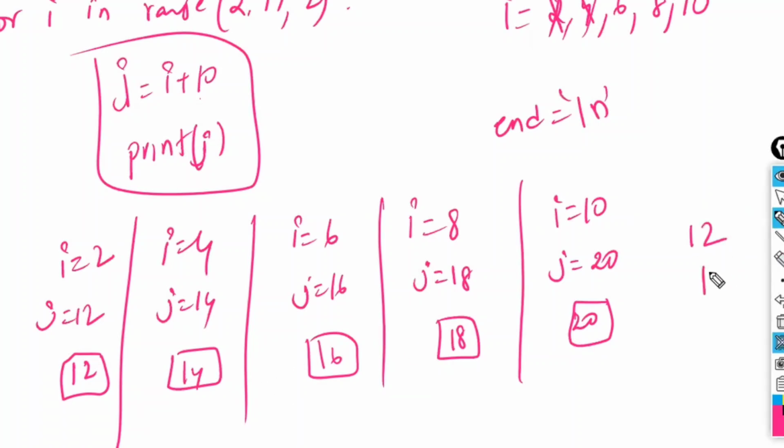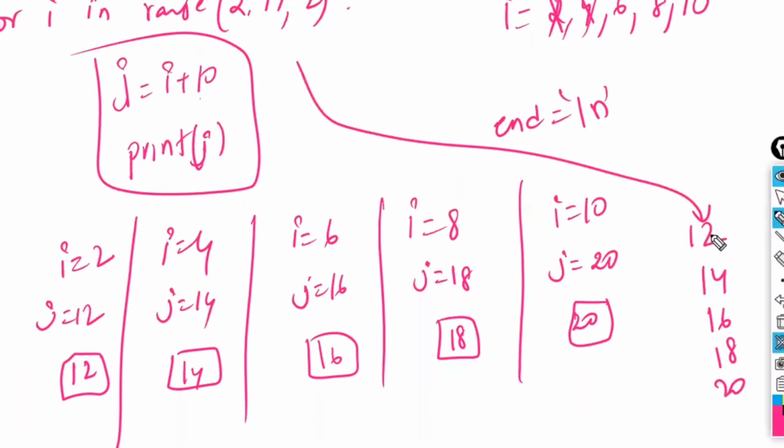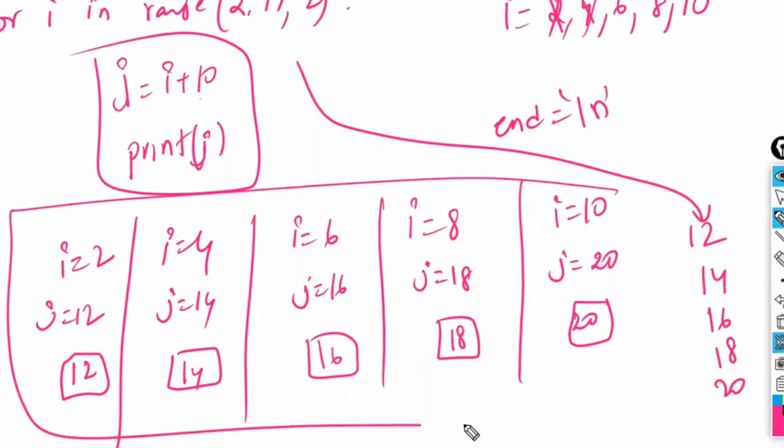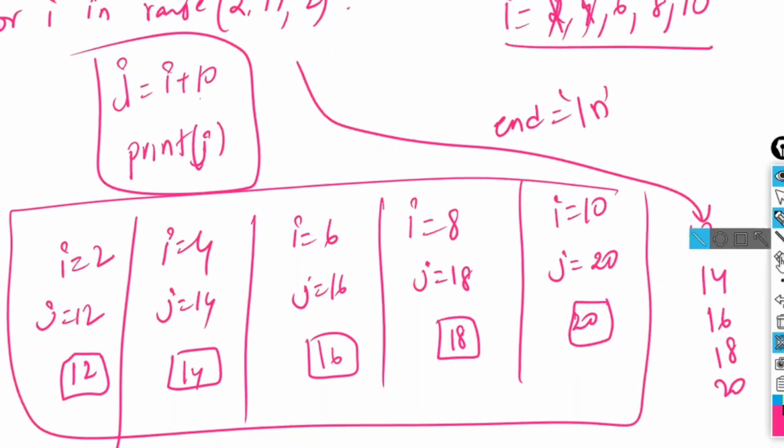So 12, 14, 16, 18, 20. I'm going to get the output like this. For this code, this is the output. And this is the backend. It is going to process in this way. Is that clear? For this code, this is the output because these are the different I values.